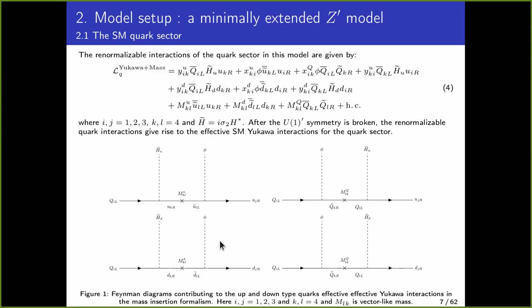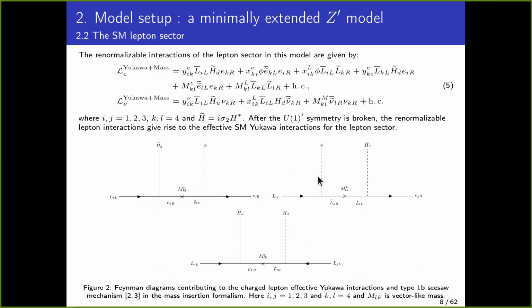Similarly, the same mechanism can be applied to the down-type Cox sectors. One of them is made by the down-type singlet and the down-type doublet. We also keep the same mechanism for the charged lepton sectors. So you can see this is also made by the charged lepton singlet and the doublet charged lepton mass.